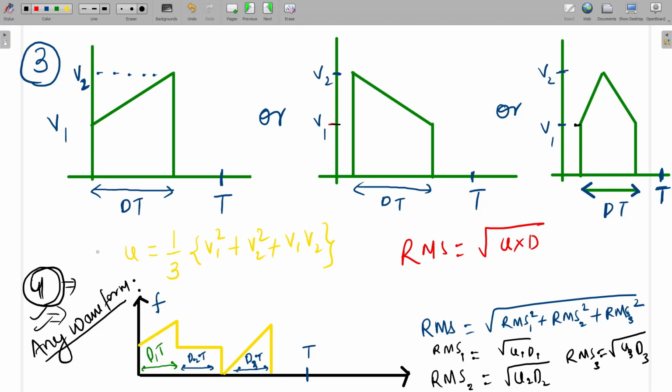So this type of waveform we will find more in the DC-DC converter. Like this will be the inductor current somewhere, this will be the switch current, this will be the diode current. This type of waveform will come there. So what will be the value of u for this type of signal? Directly you can calculate u as u is equal to 1 by 3 (V1 square plus V2 square plus V1 V2). This you have to memorize. And for all type of signal this formula only will work. RMS is equal to under root u into D.